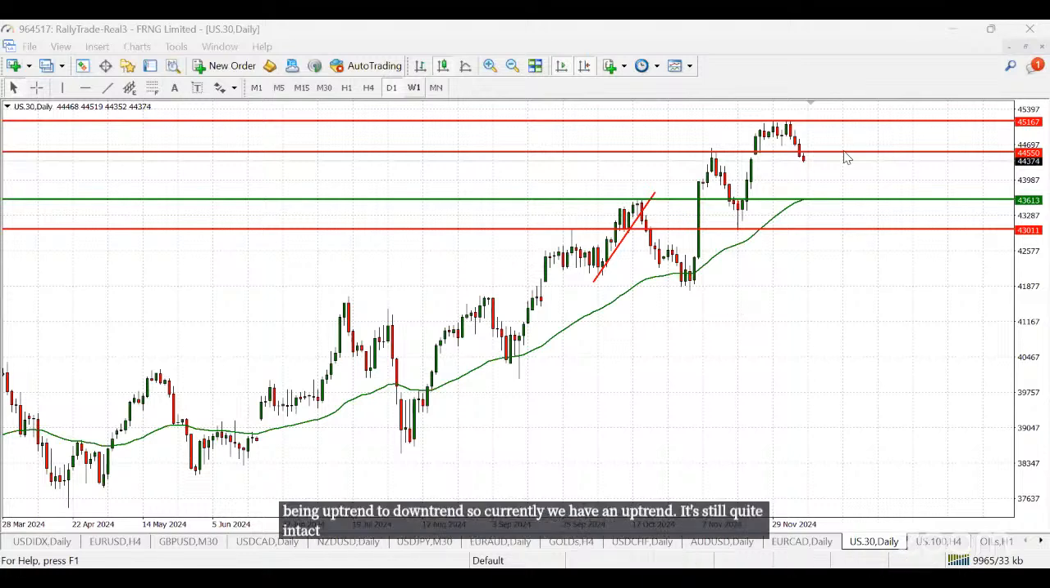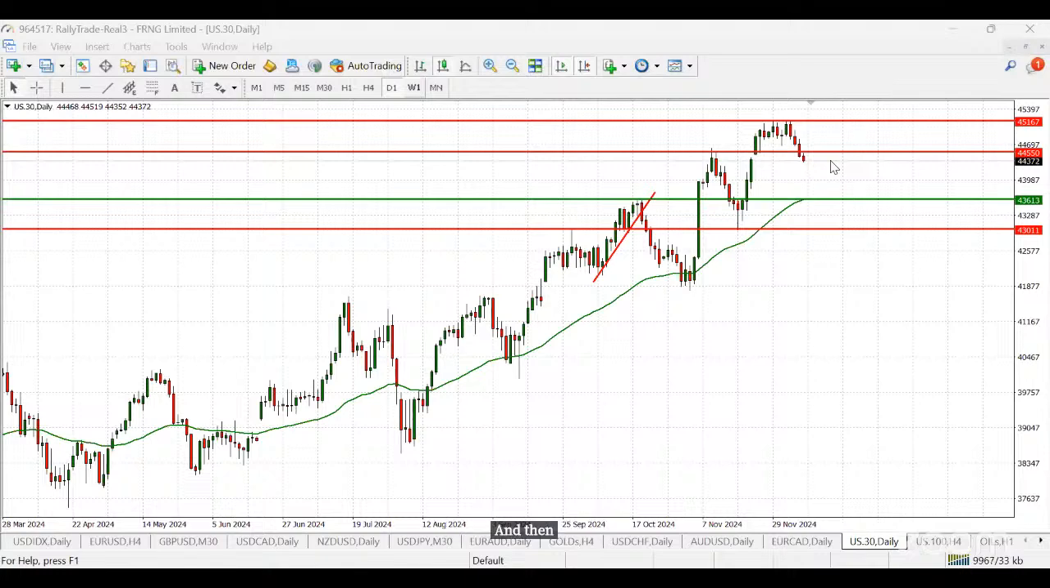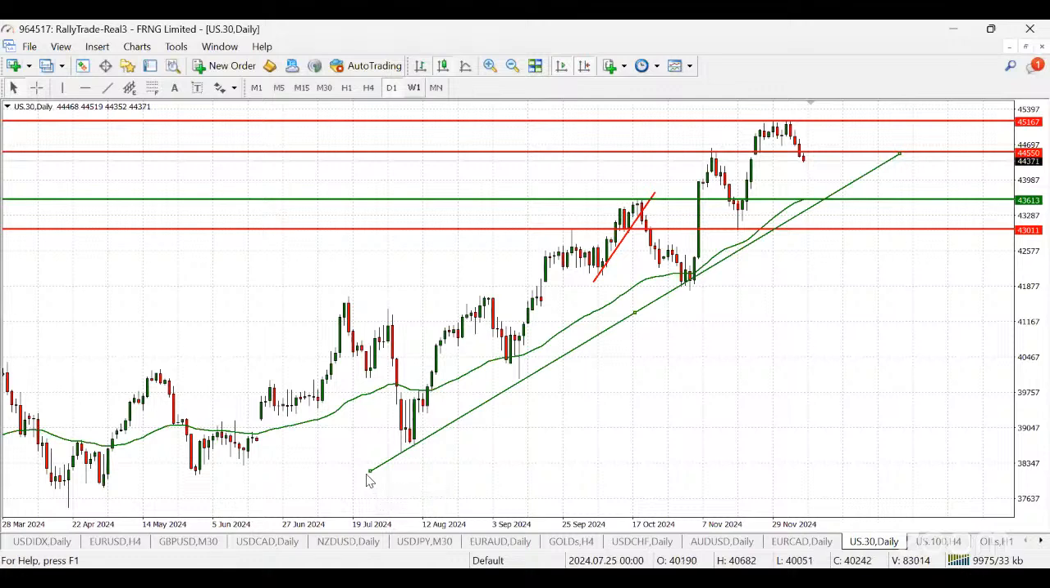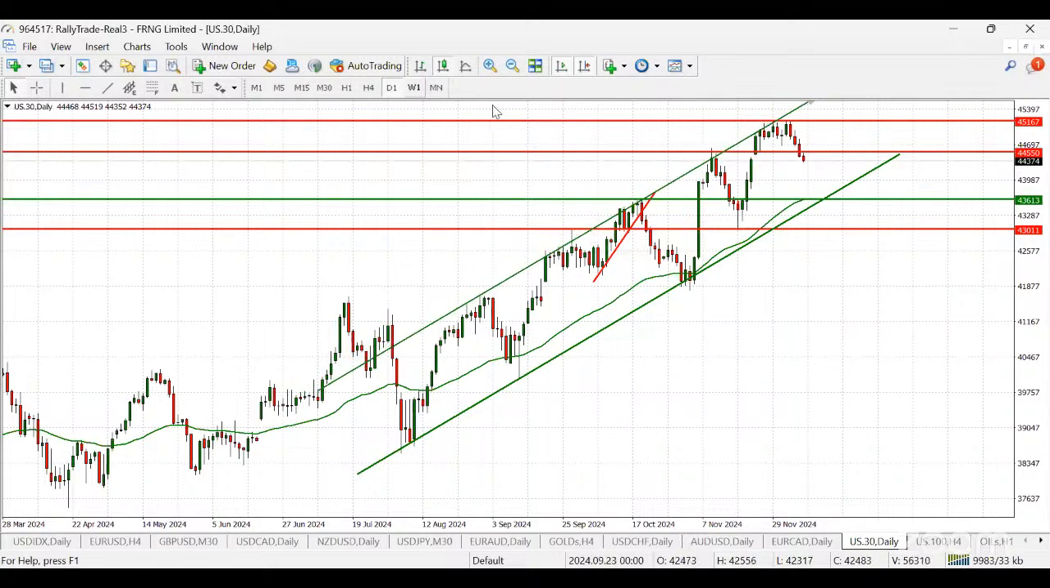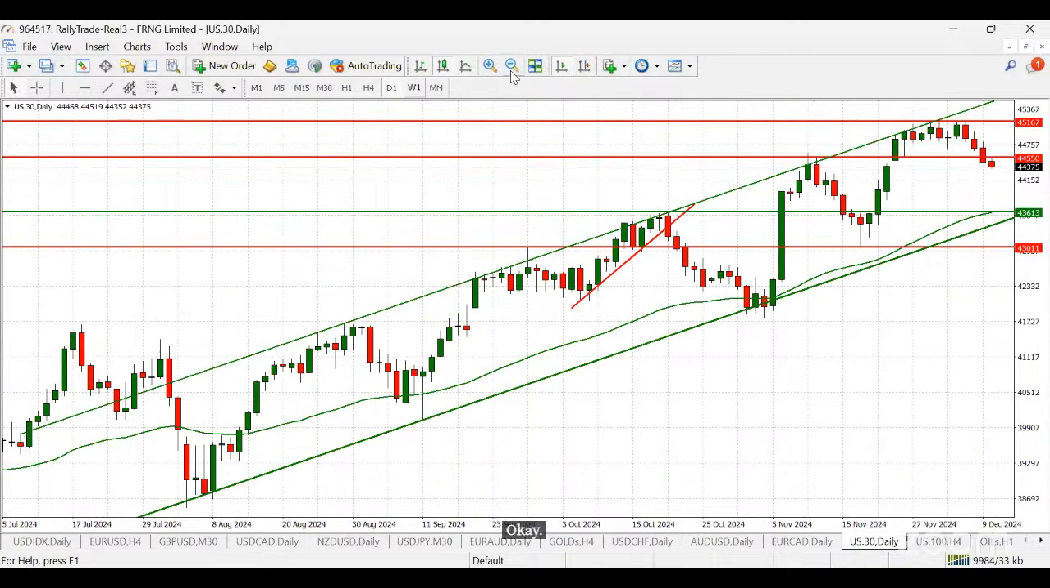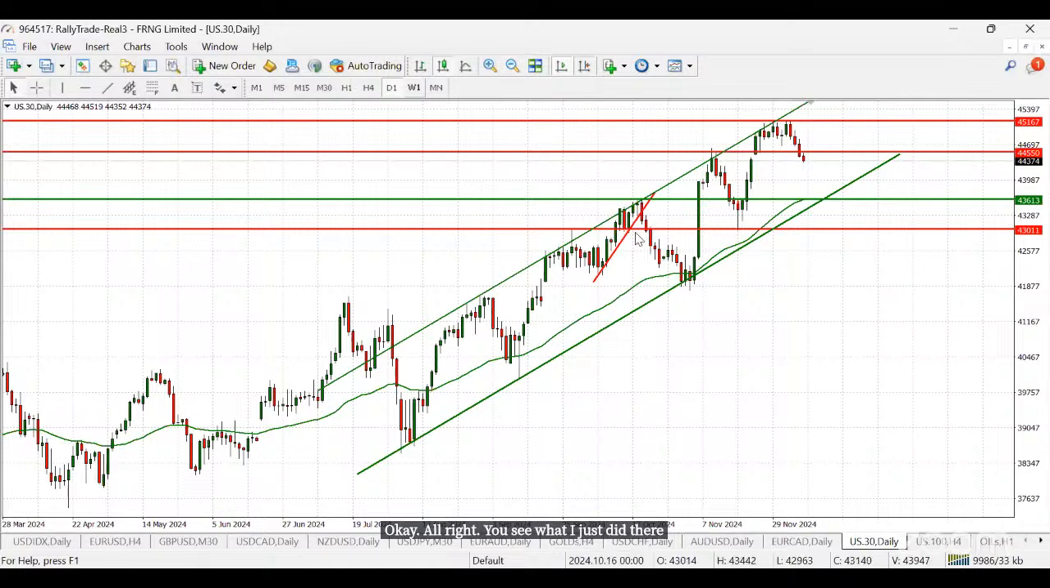Okay, so for that reason, let's also see if we can connect a trend line here. All right. Let's see if we have a channel. Okay. All right. You see what I just did there? So we have this ascending channel.